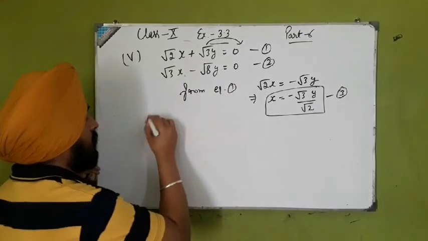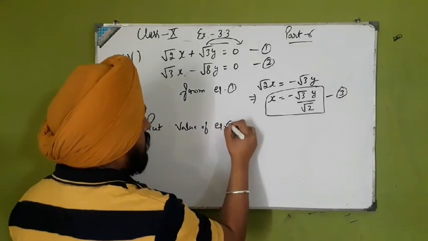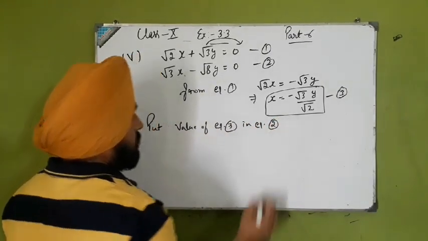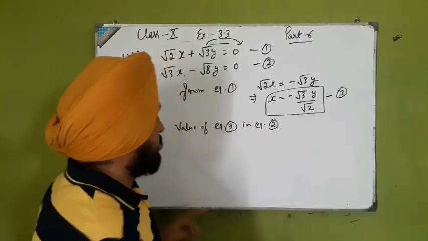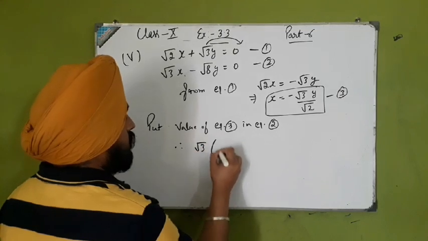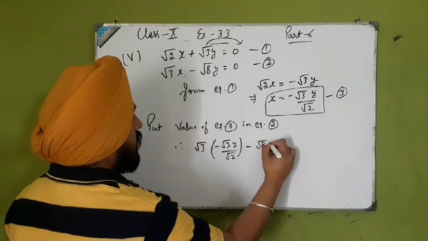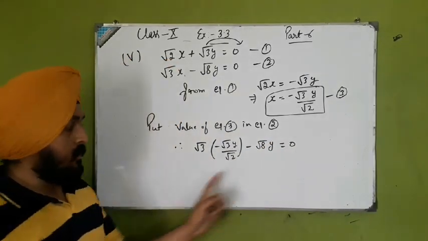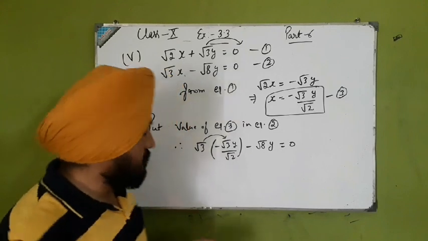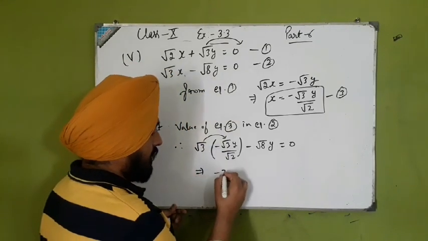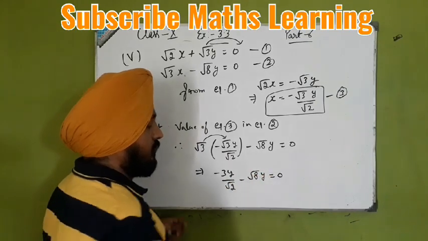Now put this value of x, the value from equation third, in equation second. Keep in mind, if you have calculated this value of x from the first equation, then you have to put it in the second equation. Therefore root 3 into minus root 3y over root 2 minus root 8y is equal to 0. Clear? Now multiply numerator with numerator. Root 3 multiplied with root 3 gives you 3, and the minus is also there. So minus 3y over root 2 minus root 8y is equal to 0.